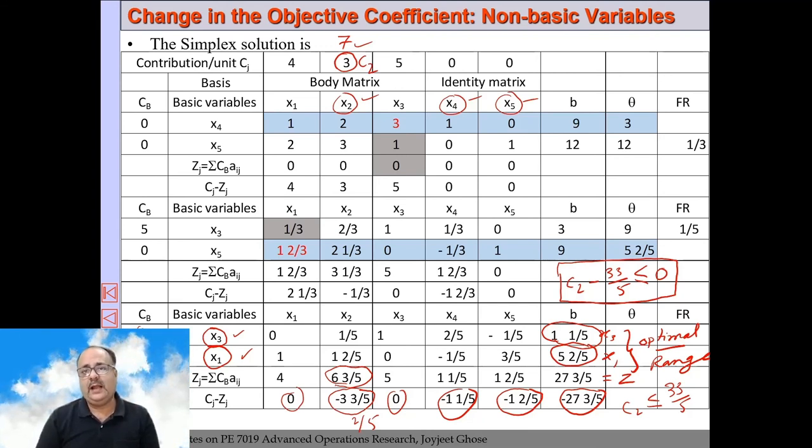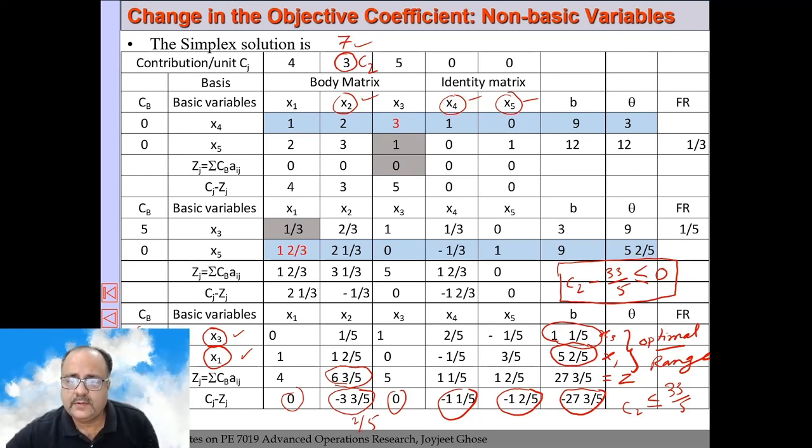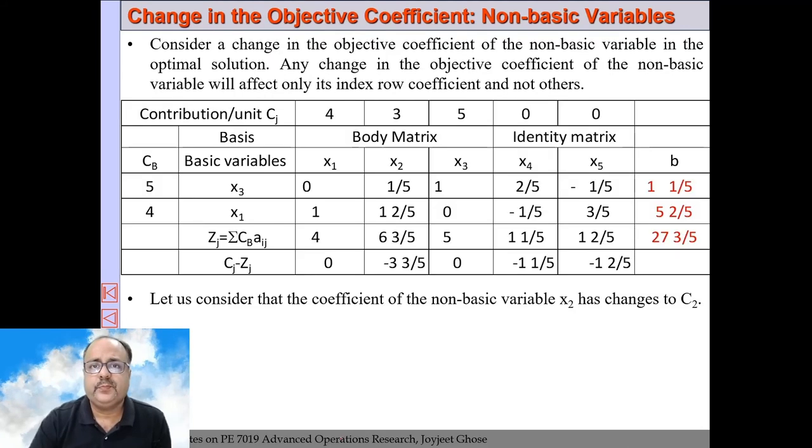Now the problem is that, okay, if 3 is changed to 7, what will happen? Do I have to redo the problem? No, you don't have to redo the problem. You start from here again. So here you get 2 by 5. So this will be the entering variable. I'll show you in the next slide.